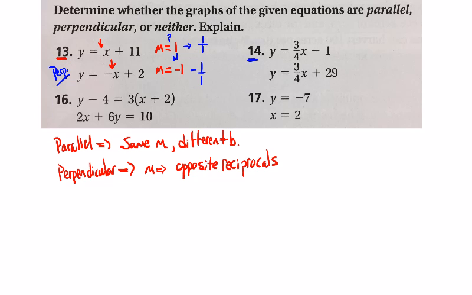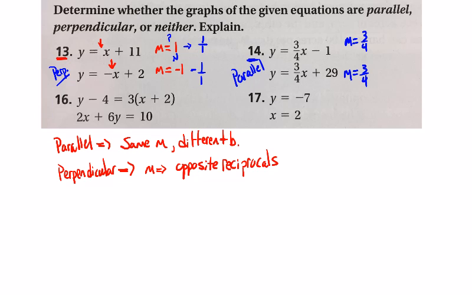Number 14, what is the slope for the first equation? The slope is 3/4. And what is the slope for the second equation? Well, take a look at that. The slope is also 3/4. So, do they have the same slope? Yes. Do they have different y-intercepts? Yes. Therefore, number 14 are two equations that represent parallel lines. Now let's take a look at number 16.